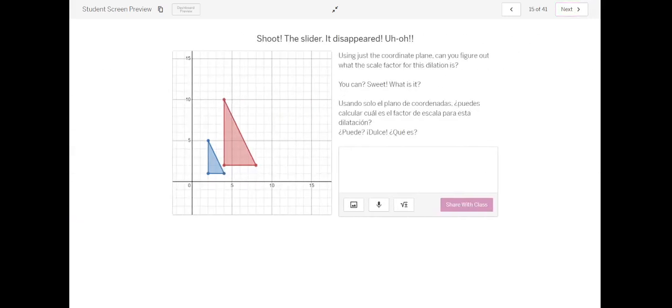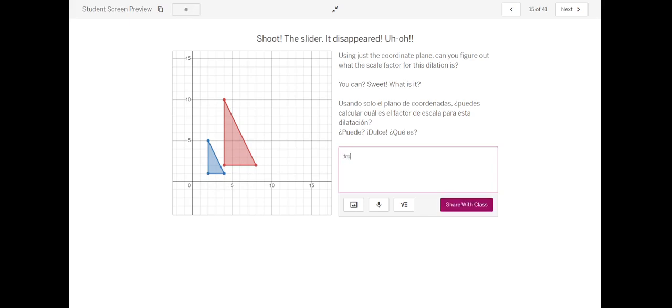Okay, so using the coordinate plane, can you figure out what the scale factor is for this dilation? Things to notice: you don't have to check all three sides to figure out what the scale factor is. If they tell you that they are similar, then automatically we know that all three sides have the same scale factor. So this looks like it's 2. This one's like 4. That means we'd have a scale factor of 2 times bigger.